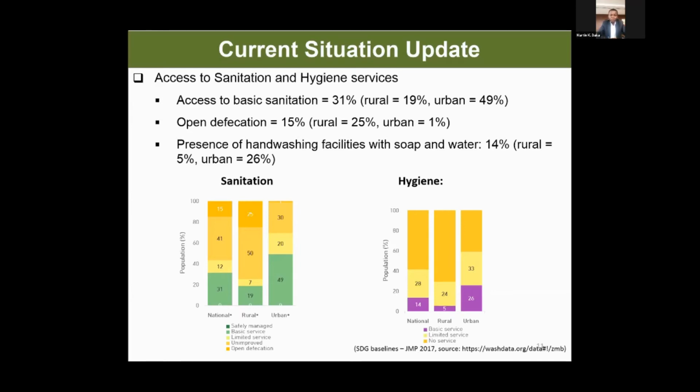Open defecation is at 15% in rural areas, and we seek to reach 100% open defecation free, so it should get to 0 by the year 2030. Presence of hand washing facilities with soap and water: we have those statistics at play. And if you look at the previous slide, we see that there's a need to increase hand washing and hygiene facilities, because we are really lacking in that space. Next slide, please.